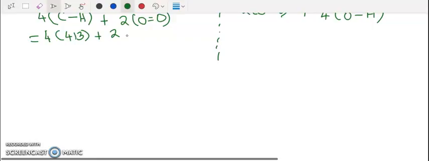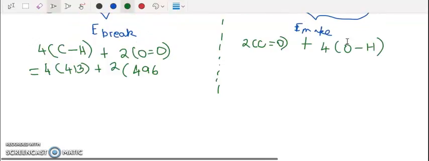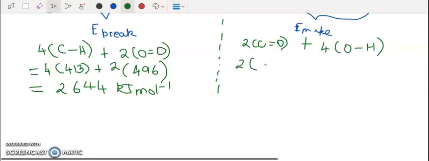Okay, so this is part two. So now let's plug in the values. It'll be 2 times the value for double bond O, which is 496. Let's scroll a little up here. And on this side, altogether, once you calculate it, it's going to give us 2644 kilojoules per mole.